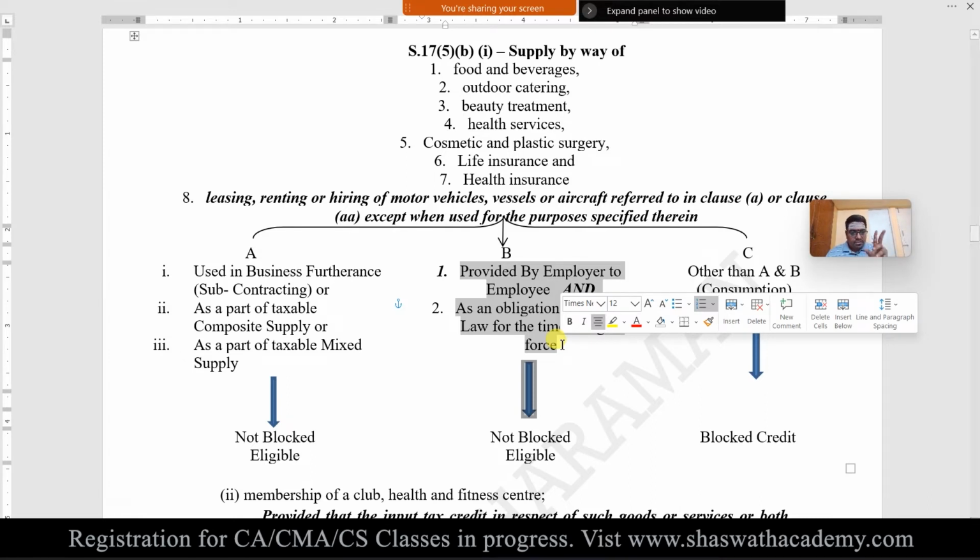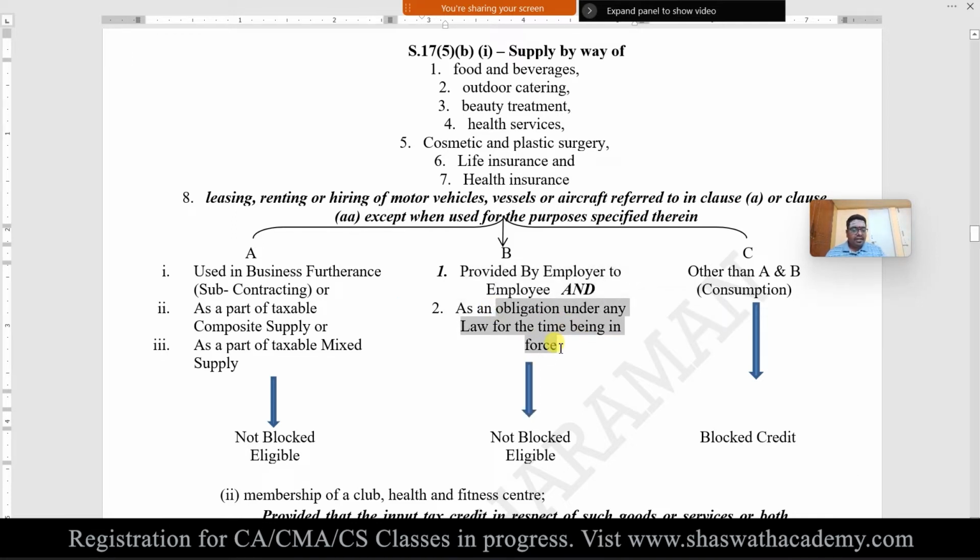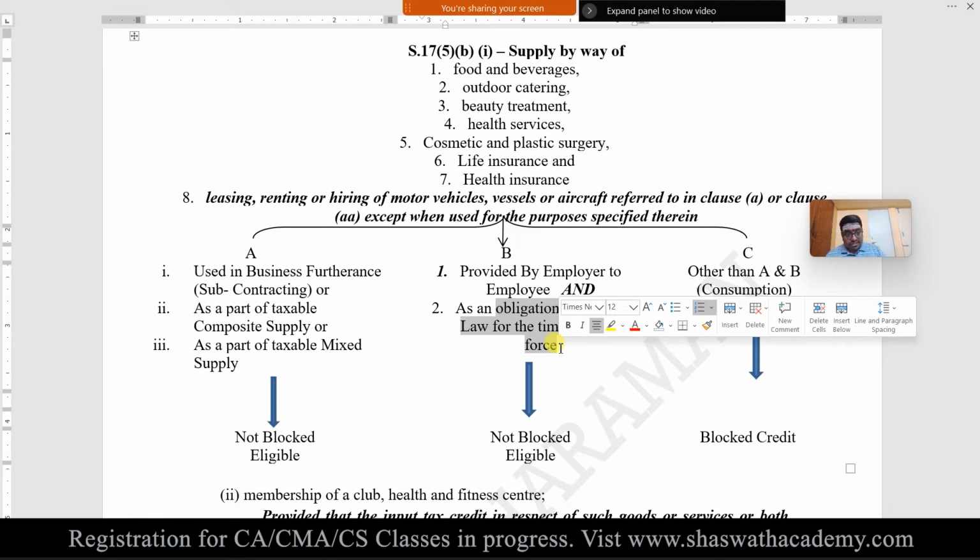Sir, in contrast, Sonu Consulting Private Limited is a software company. For its employees, it's providing food. Software consulting companies, chartered accountant's office, cost accountant's office, company secretary office can never be considered a factory. Therefore, no obligation under any law for the time being in force. There is no obligation under the law. Sir, management provides it out of courtesy, a goodwill gesture, measures towards employee benefits. Sorry, blocked, not eligible. It will come over here.